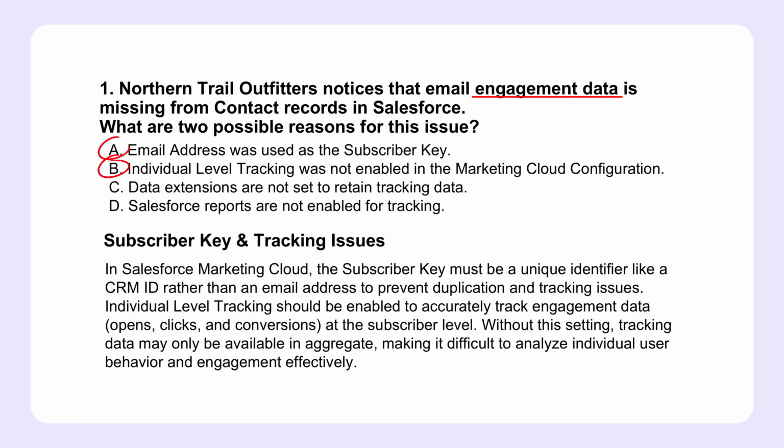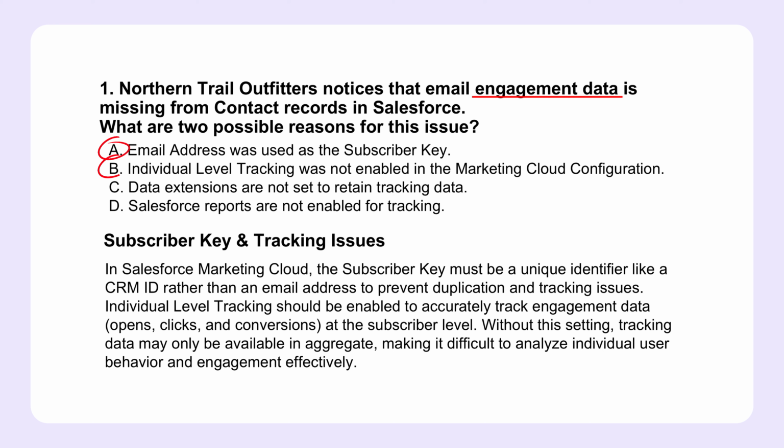Individual level tracking is what tells Marketing Cloud to capture all that detailed engagement data, like the opens, the clicks, conversions, and then sync it back to Salesforce for each individual contact. If it's not enabled, Marketing Cloud might still be tracking overall campaign performance, but it won't be pushing that granular data down to the individual contact records in Salesforce. I remember a client who couldn't figure out why their sales team had no visibility into which specific leads were engaging with marketing emails. It turned out this setting was the culprit the whole time.